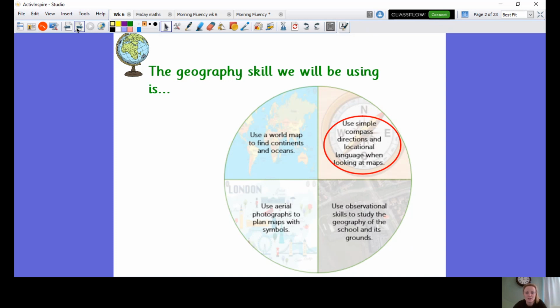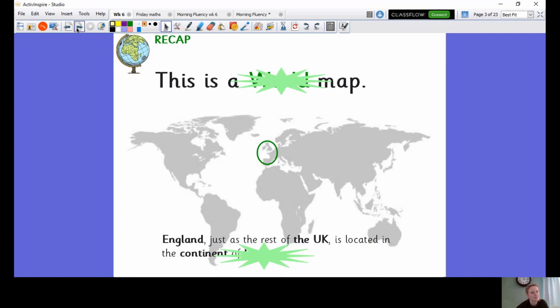Okay, so today in geography, we're going to be using simple compass directions. Okay, that's our main thing that we're going to do. But before we do that, let's recap.